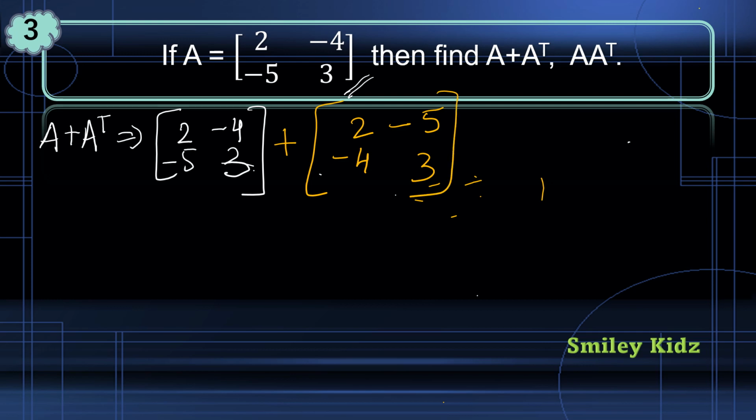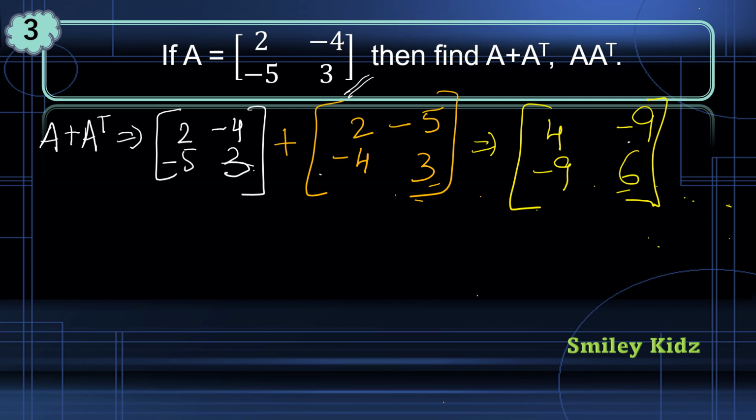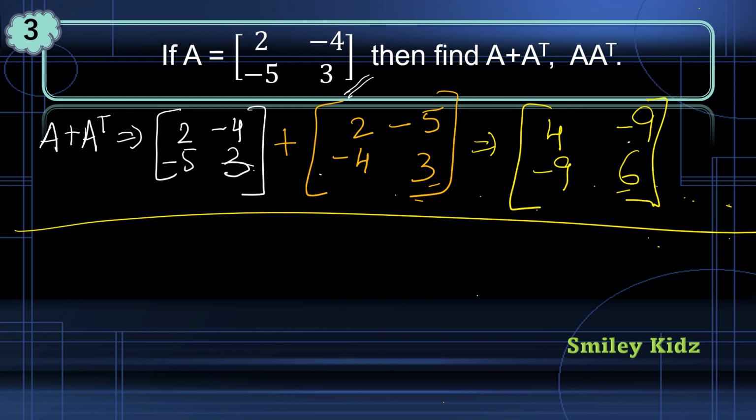Done. Now let's add them. What is that going to give me? Here I am going to get 2 plus 2 is 4. Minus 4 plus of minus 5 is minus 9. Isn't it? Then minus 5 plus of minus 4 is minus 9. 3 plus 3 is 6. Done. Now let's find out A into A transpose.